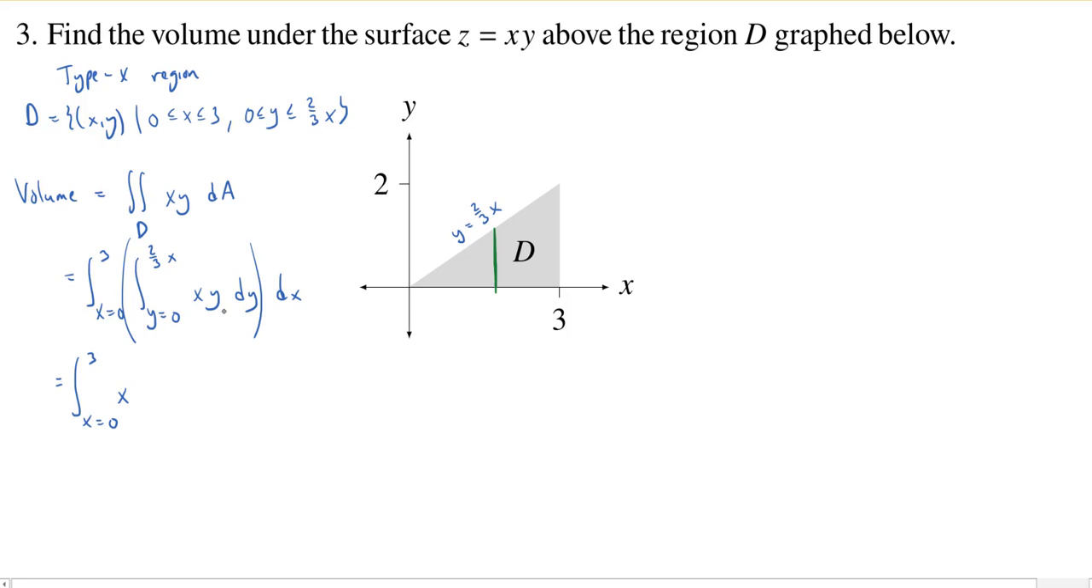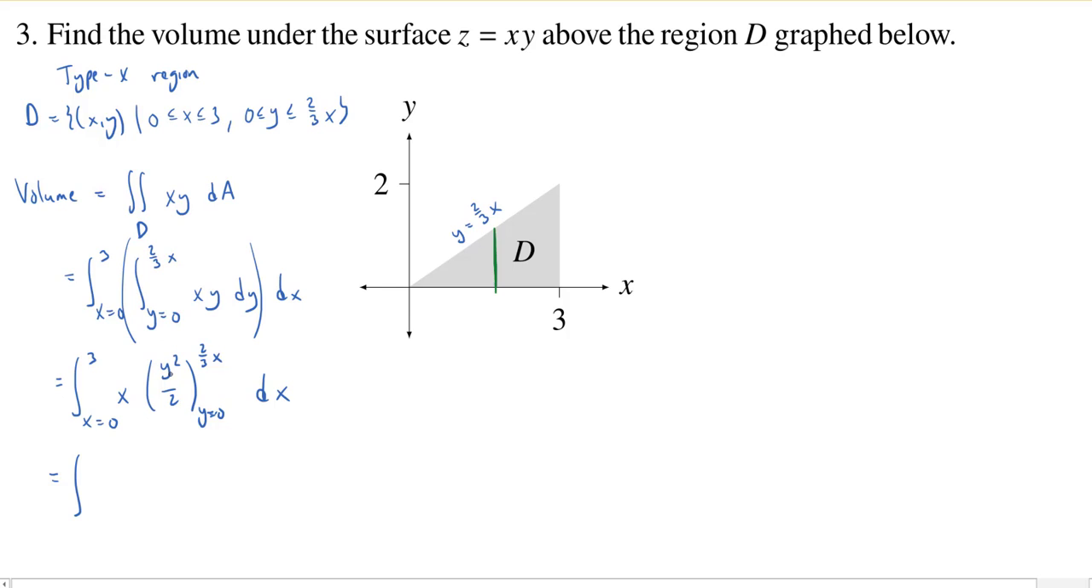When I anti-differentiate y with respect to y, I get y squared over 2. So I'm going to get y squared over 2, and then I'm going to evaluate that between 0 and 2/3 x. So we'll write it like this, 2 over 3 times x. And then we'll toss this dx over here. It wouldn't have hurt to put it on the other side, but it's just going to feel a little weird.